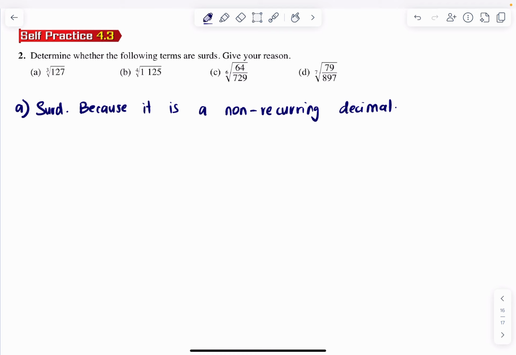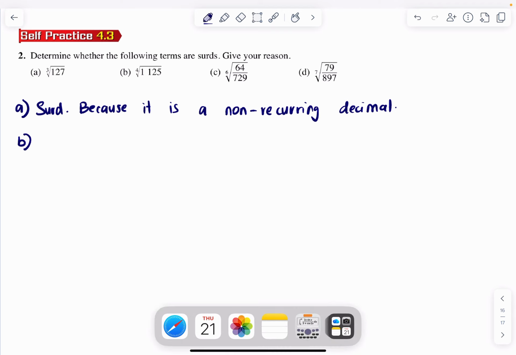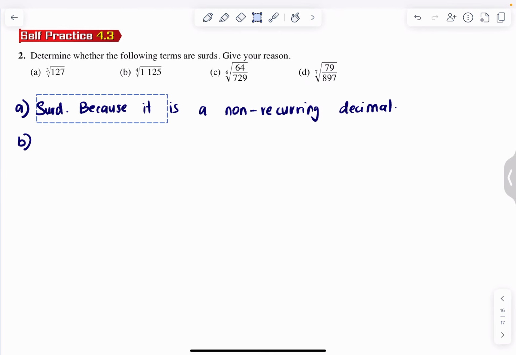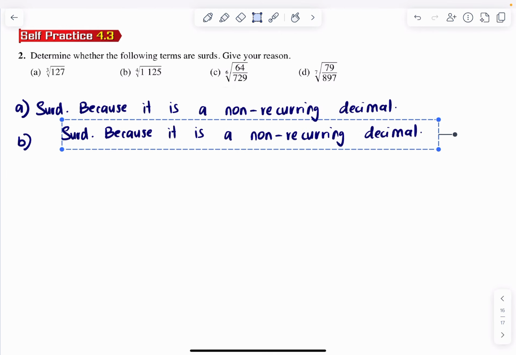Okay. B. Root 4 of 1125. Same thing, it's a surd because the decimal is not recurring. So I'm going to duplicate this.